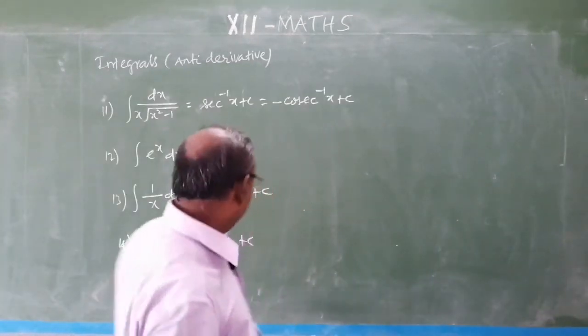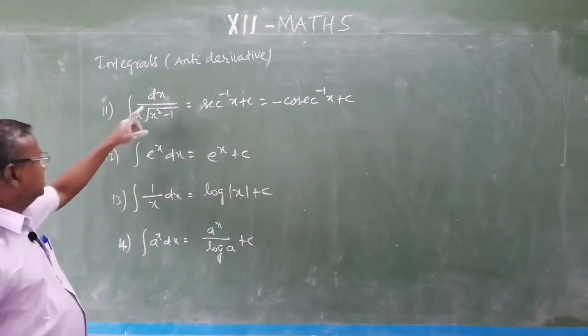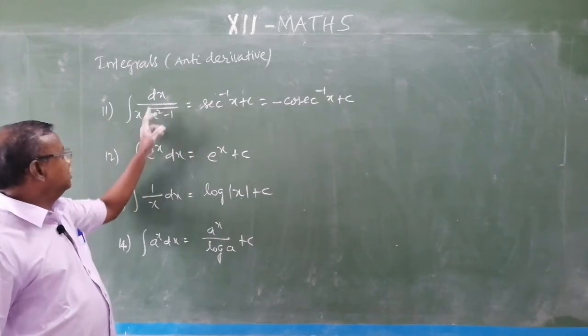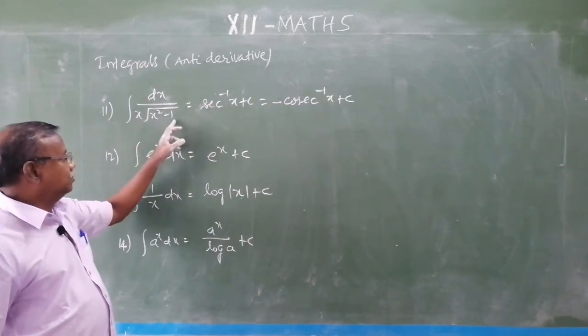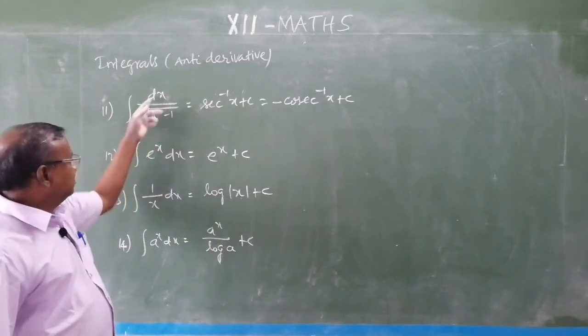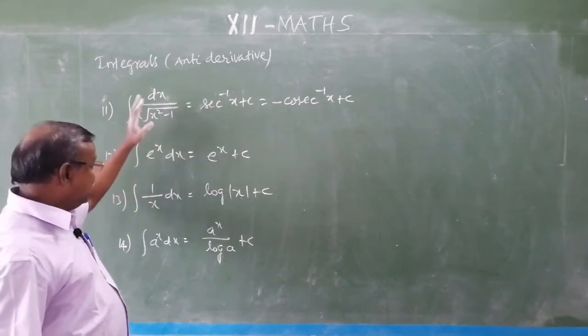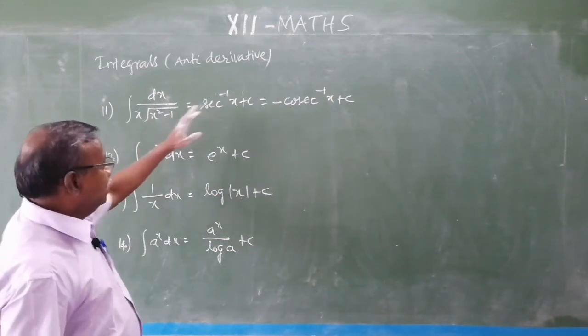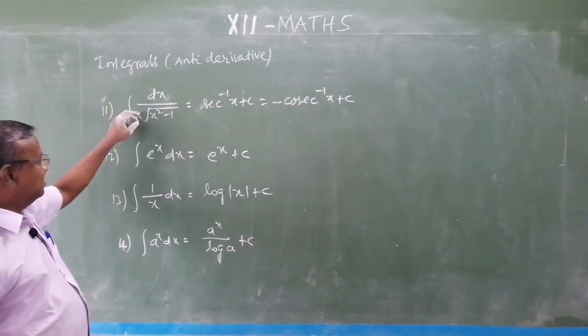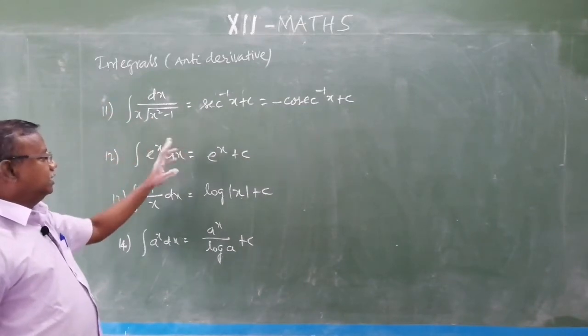Some remaining formulas. Number 11 is the antiderivative of 1 by x root of x square minus 1, because when we differentiate secant inverse of x, it is 1 by x into root of x square minus 1, and cosecant inverse of x has the derivative minus 1 by x root of x square minus 1. So, that is the reverse process.